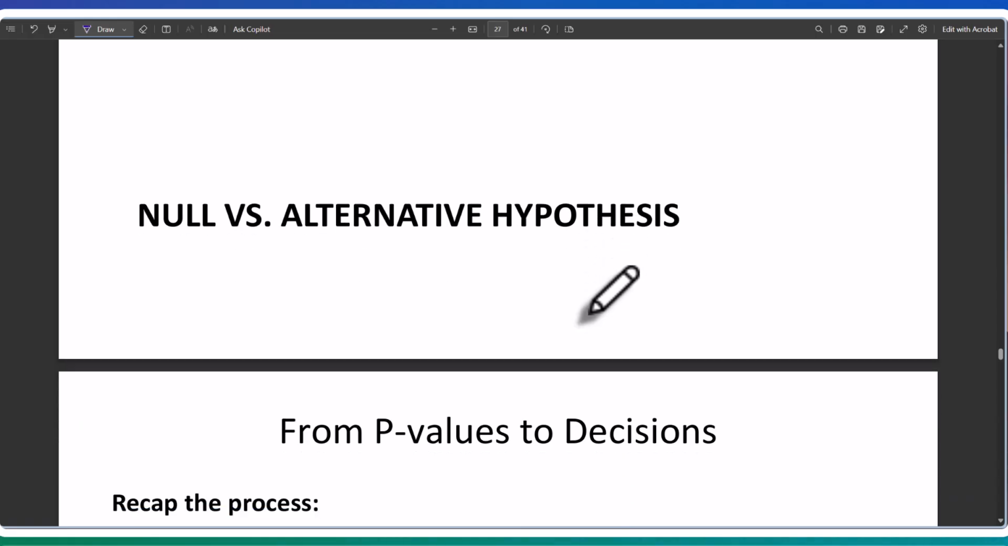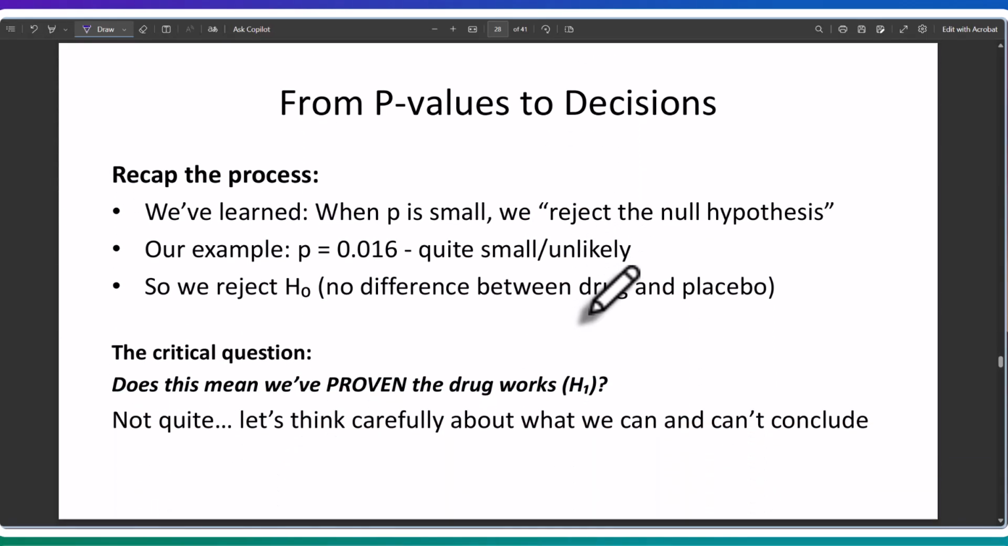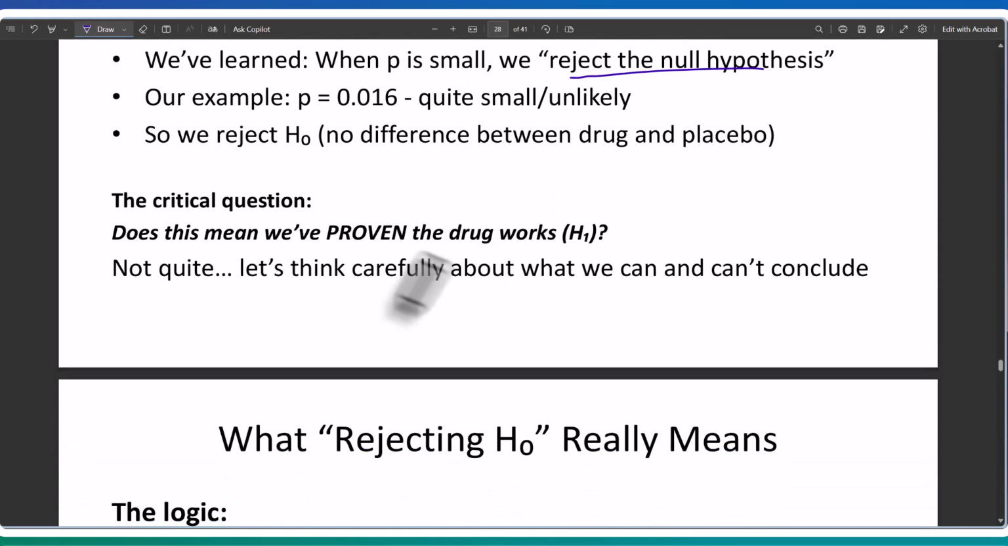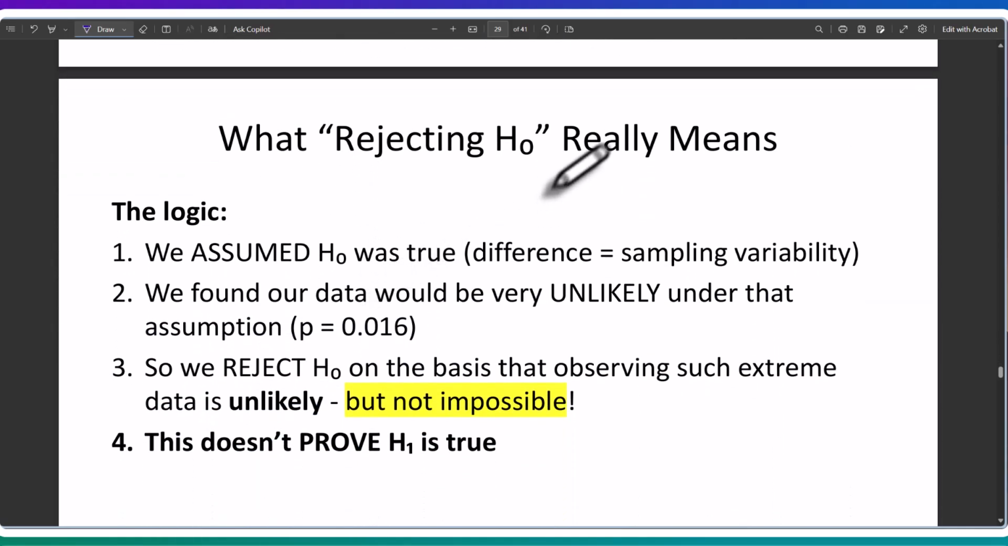All right, so the null versus alternative hypothesis, from p-values to decisions. So we've learned that when p is small, we reject the null hypothesis. So we just simply reject. That doesn't mean we accept the alternative. So it doesn't mean that we've proven that the drug actually works. Okay. So what does rejecting the null actually mean? Well, it just means that we assume that the null is true. We found that the data was very unlikely given our assumption, right?